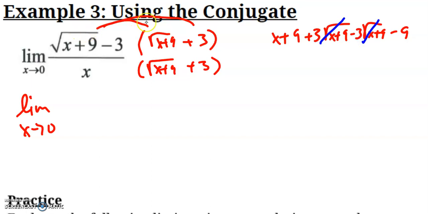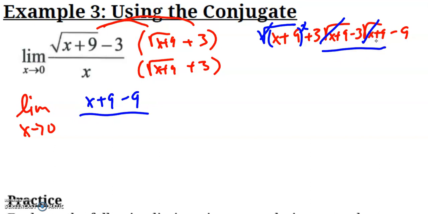Okay? And if you need me to explain this a little bit more in detail, when I take the square root times the square root, why does that just become x plus 9? Because I have the square root here, and it becomes x plus 9 quantity squared, which would then cancel. So again, this would be x plus 9 minus 9. When I simplify it, the middle two terms always cancel out. And the denominator, I'm literally just going to leave it as x times the radical x plus 9 plus 3.